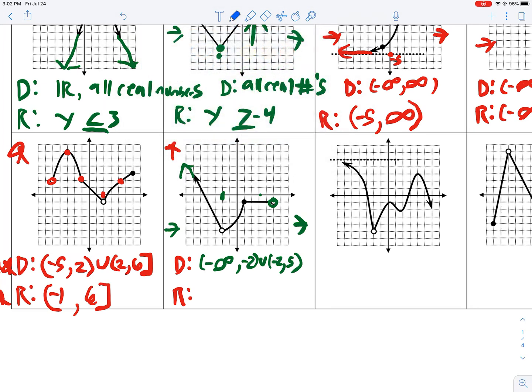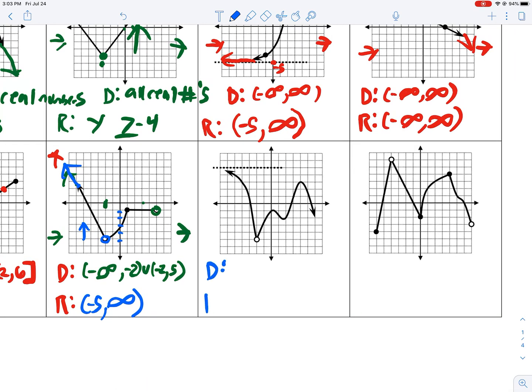All right, range. So we're going to start from the bottom and work our way up. So we got 1, 2, 3, 4, 5. So -5. It's an open bracket because it is not included because it's an open dot. Keep going. Be careful though because this arrow keeps going on forever, so it goes up forever. So positive infinity.